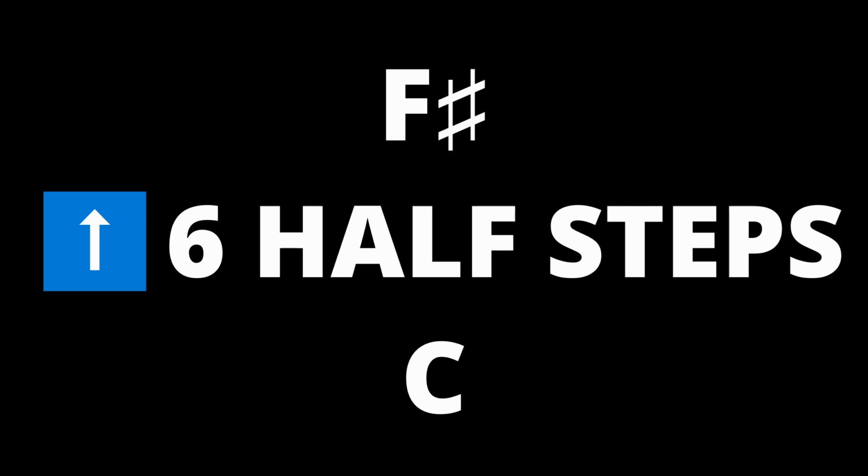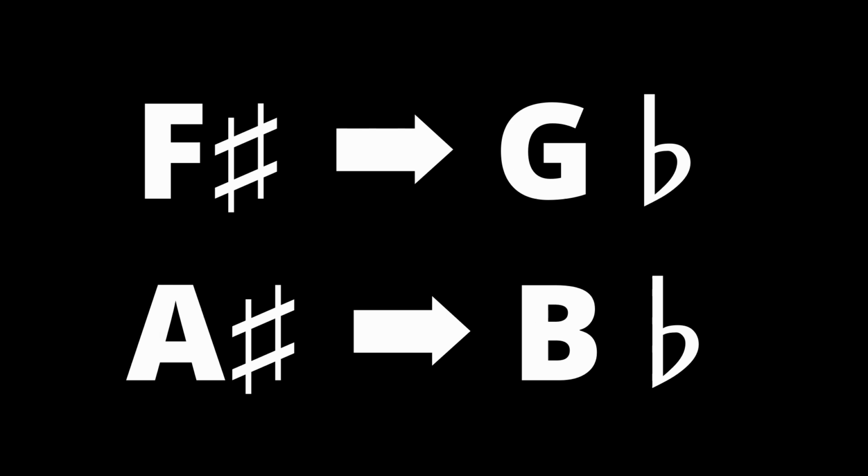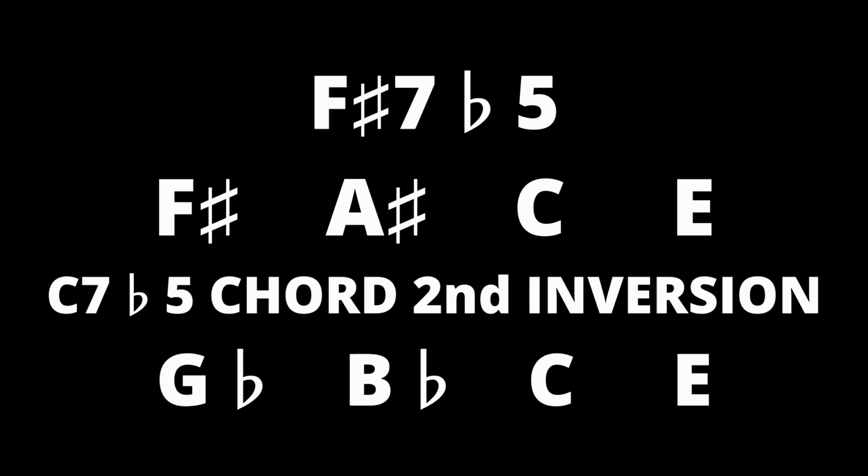To find this, I'll start at C and count up 6 notes. This gets you to F sharp. The F sharp 7 flat 5 chord has the notes F sharp, A sharp, C and E. If you are familiar with accidental notes, you will know that F sharp is equivalent to G flat and A sharp to B flat, which as expected is the same as the second inversion C7 flat 5. This means that in reality there are only 6 unique 7 flat 5 chords.